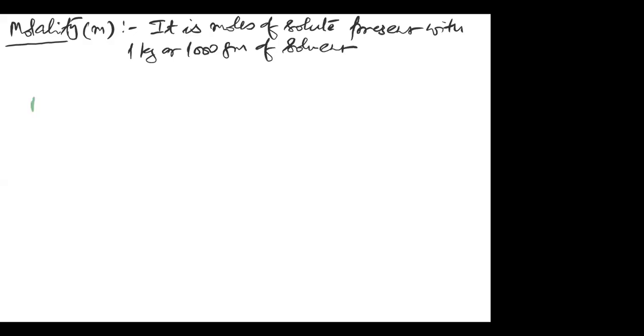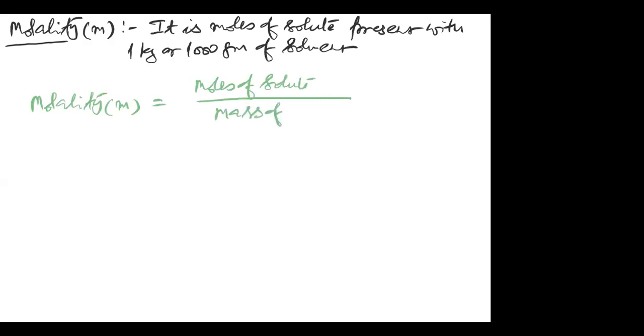So further you can say molality, which is small m, should be equal to moles of solute divided by mass of solvent. Usually the solvent mass is given in grams, so it is multiplied by 1000 for 1 kg. Moles of solute divided by mass of solvent in grams multiplied by 1000.